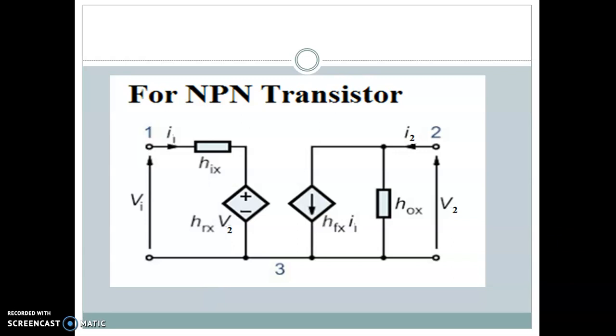So last class we ended up here. This is the two-port network model for the transistor, where hix will be the input impedance, hrx will be the reverse voltage gain, hfx will be the current gain and hox will be the output admittance.